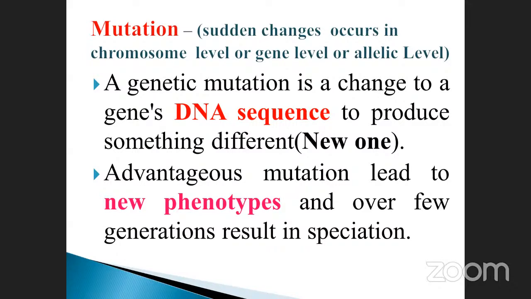DNA sequences change to produce something different, a new one. The advantageous mutation leads to new phenotypes and, over a few generations, results in speciation. As a result, after the DNA sequence changes, it may be expressed in phenotypical aspects. Physiological effects are also expressed. So, the new phenotypes.